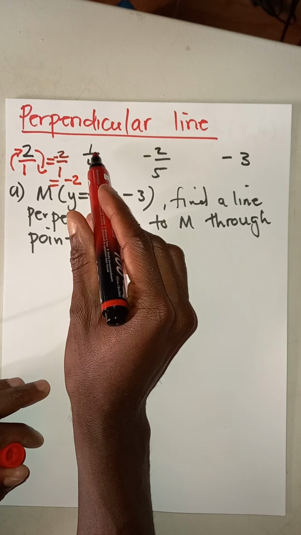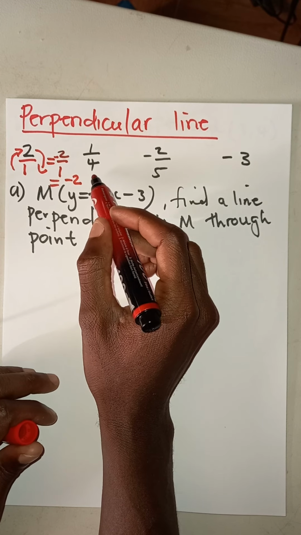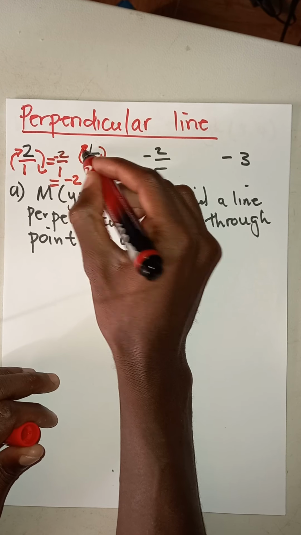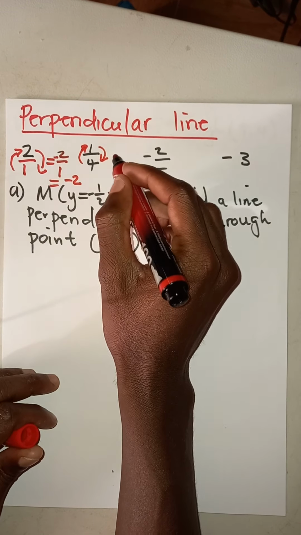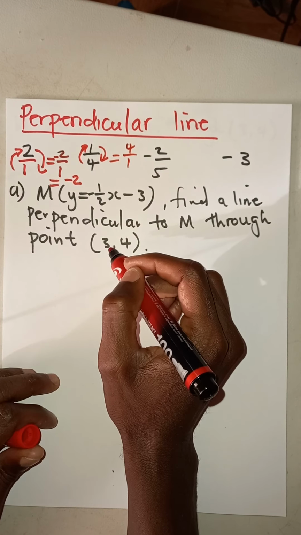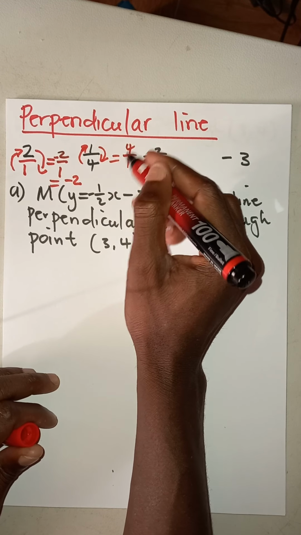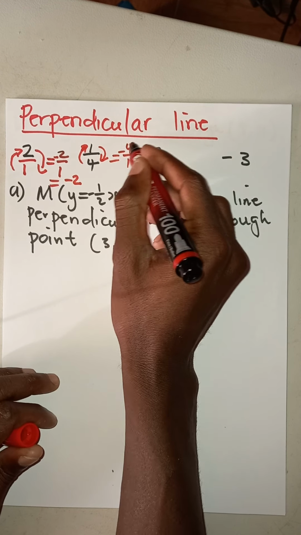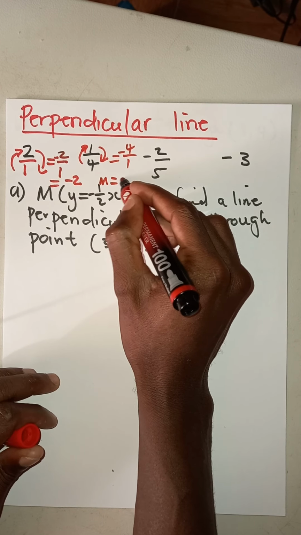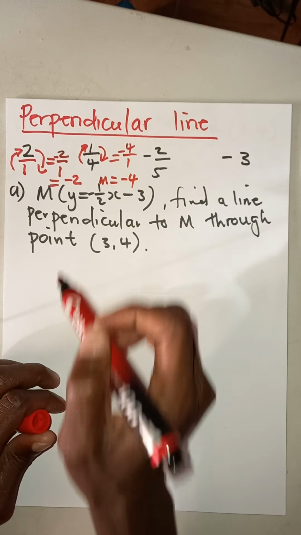If the gradient was 1 over 4, it means the gradient of a line that is perpendicular to this one, we flip again, it's just the same trick. We flip it and then we change the sign, which means this will be 4 over 1. The sign, this is positive, then the sign changes to negative. So therefore, negative 4 divided by 1, the gradient will be equal to negative 4. So this is the gradient of a line that will be perpendicular to this one.